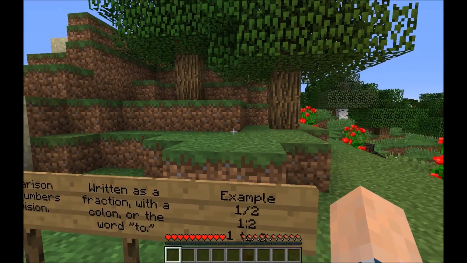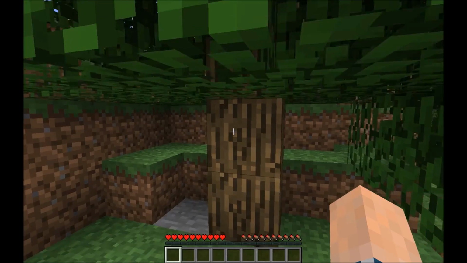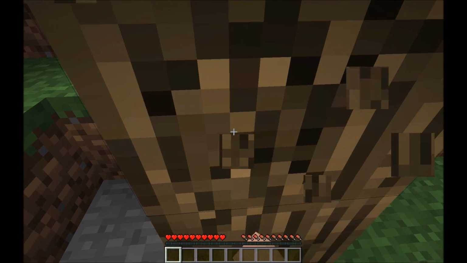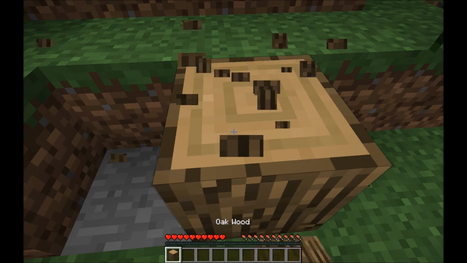Now, in a new world, what do you do if you want to survive? Well, you got to start by punching wood. So let's punch some wood.